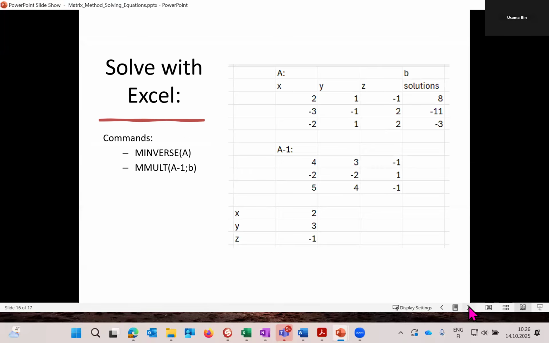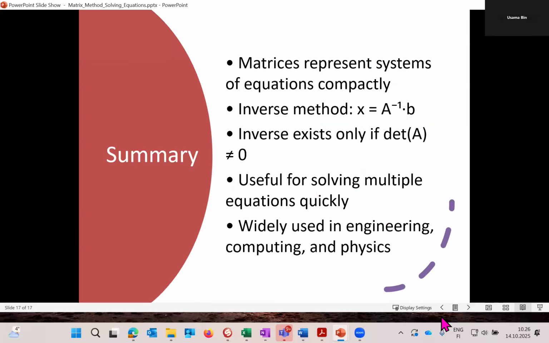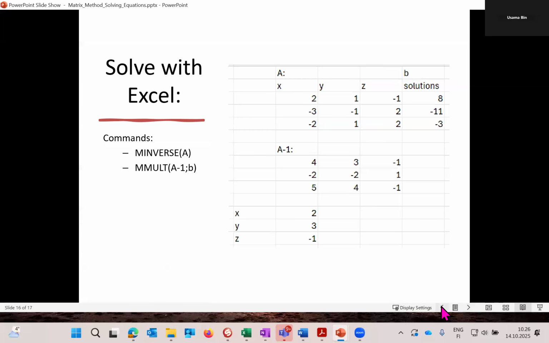So in Excel, it would look just this simple. And you need only 2 commands. Let's do this now.